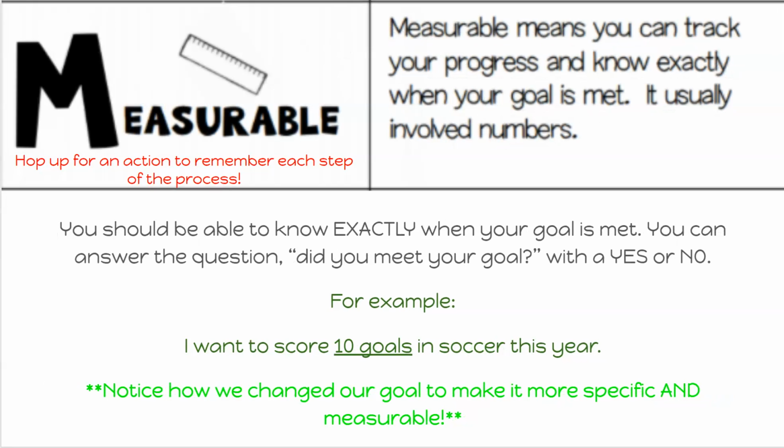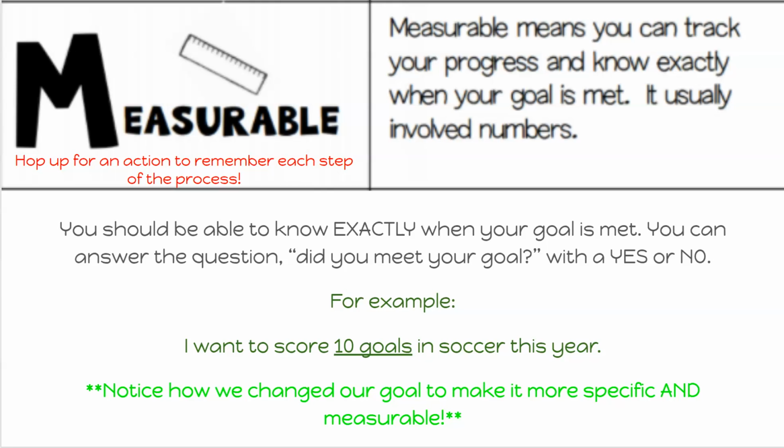Now here's our M. Our M stands for measurable. Measurable means that we can track our progress and know exactly when our goal is met. And it usually involves numbers. When you think about having an exact goal, you can say, yes, I met my goal, or no, I did not. And so I changed my goal from before, and I said I want to score 10 goals in soccer this year. When I have that specific measurable number, I am able to say, yes, I scored 10 goals, or no, I didn't, I scored 8. So I did not meet that goal. And so having a measurable goal involves that number.